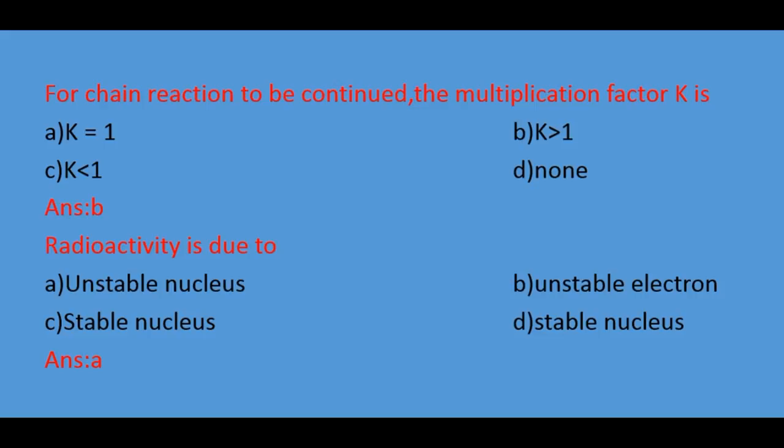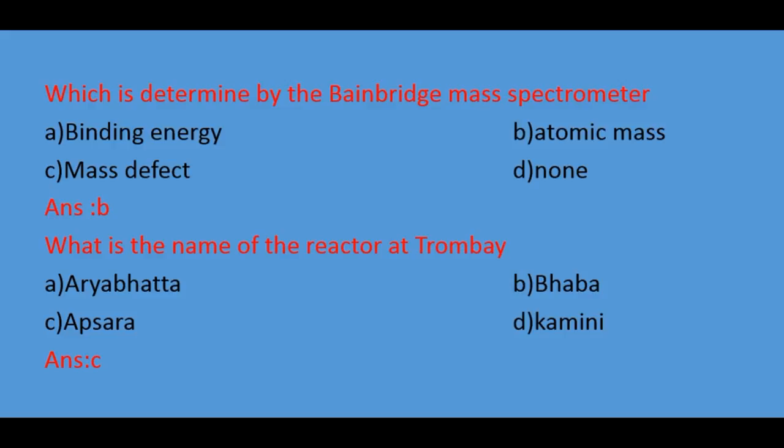The next one is, radioactivity is due to. Radioactivity is due to the unstable nucleus. The answer is A. An unstable nucleus means a heavier atom, which emits radiation such as alpha rays, beta rays, and gamma rays. The next one is, which is determined by the Bainbridge mass spectrometer. The Bainbridge mass spectrometer is used to determine the atomic mass.